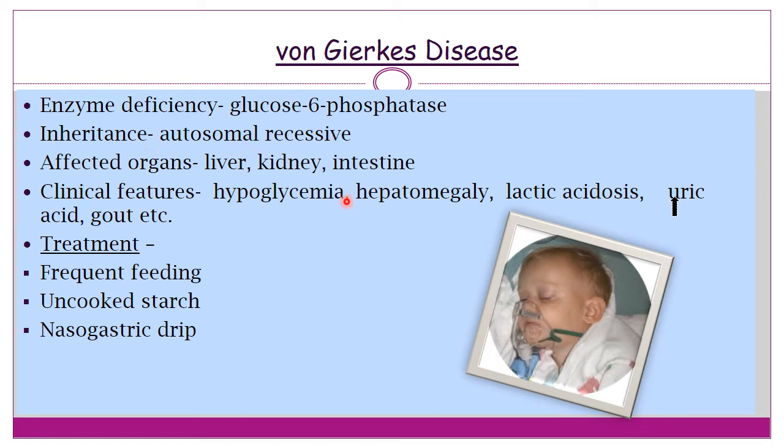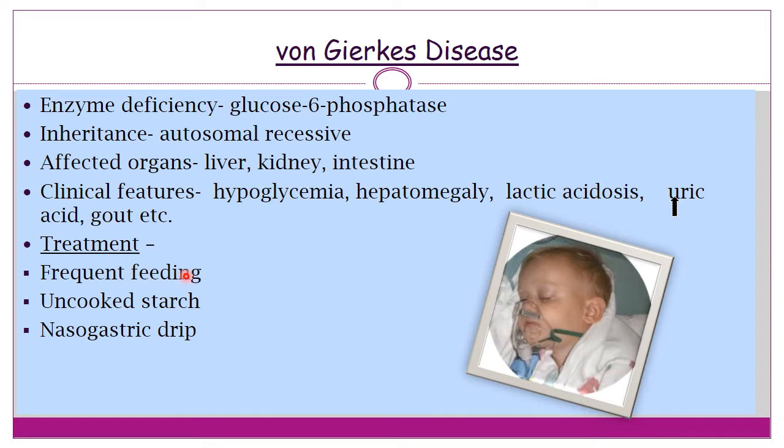In the 6 diseases we will see that almost all are autosomal recessive, only one is dominant. The affected organs are liver, kidney and intestine, where the glucose 6 phosphatase enzyme is present. Clinical features we see: hypoglycemia, that is the sugar level comes down. Then hepatomegaly, that is when the liver is swollen. Then lactic acidosis, and uric acid is increased, and it may also give rise to gout.